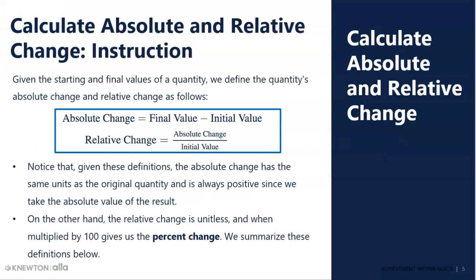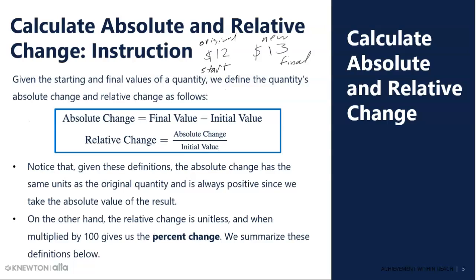All right. So absolute and relative change. Given the starting and final values of a quantity. The example I used in the introduction was you were making $12 an hour and you got a raise to $13 an hour. So this is the starting quantity. This is the final value of the quantity. Original or new are another way to look at that.